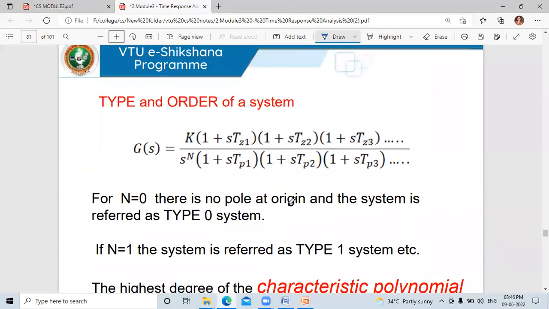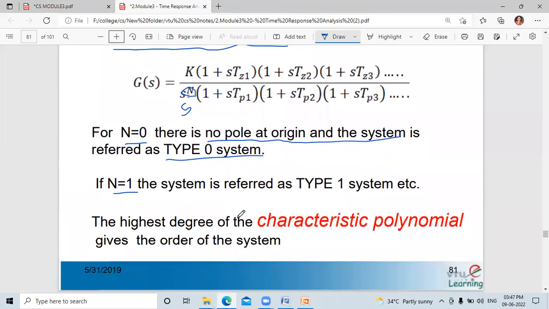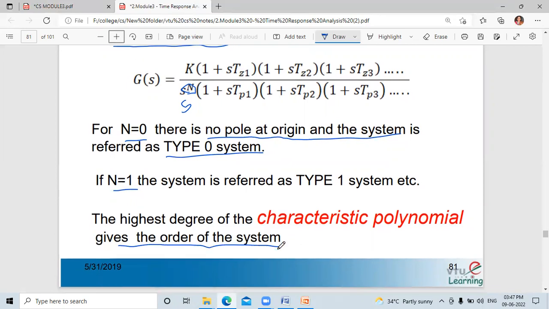So till now we have discussed steady state error for step input, ramp input and parabolic input. Now we know Kp, Kv, Ka. Next, the type and order of a system. If n equals 0 in the denominator, then there is no pole at the origin and the system is a type 0 system. If n equals 1, then it is referred to as a type 1 system. For higher values, for example n equals 2, n equals 3, the highest order of the characteristic polynomial gives the order of the system.